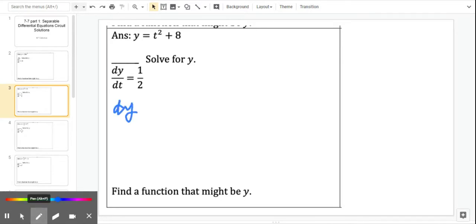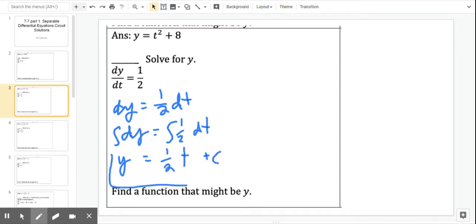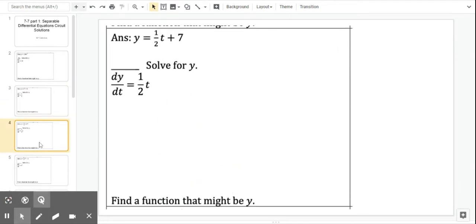Again, all we need to do is multiply by dt on both sides, and then we can integrate. It's just going to get us y again. This will get us 1/2 t plus c. And that's all there is to this one. So match that up with a possible answer. That will bring us to this one, 1/2 t plus 7. C is just 7 in this case.